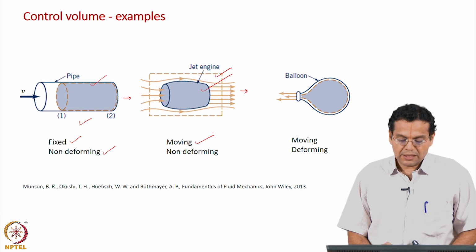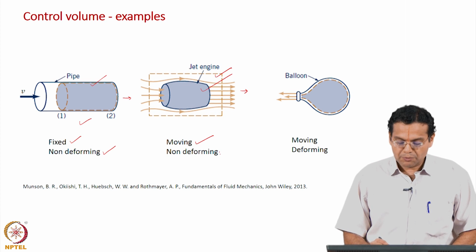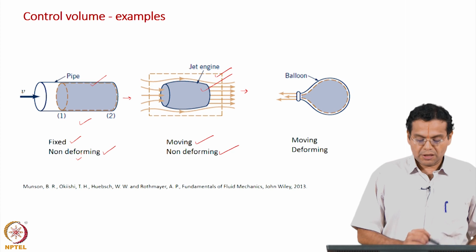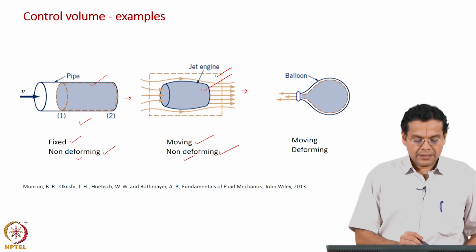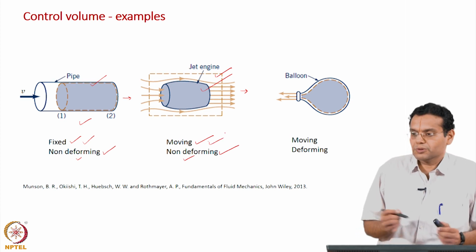What happens to the deformation? Of course, engines are non-deforming, it is very rigid. So, it is a moving and non-deforming control volume. Here also non-deforming, here also non-deforming. Here the control volume was fixed, in this case the control volume moves.